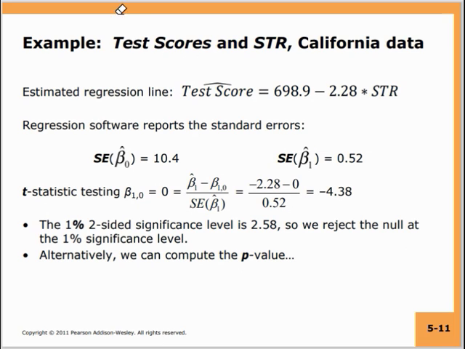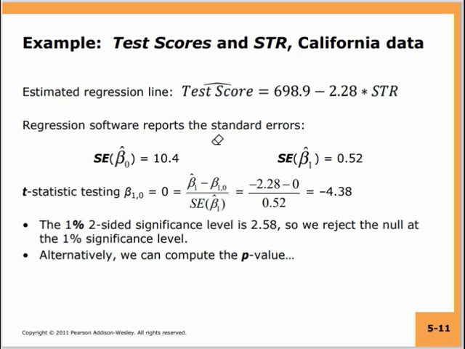So let us look at the particular example that we were talking about, which is the test score and STR. As we know, the estimated equation is test score hat equals 698.9, this is beta 0 hat, and this is beta 1 hat, that is minus 2.28. So you substitute those values: test score hat is given as 698.9 minus 2.28 times STR. So this is your predicted test score.